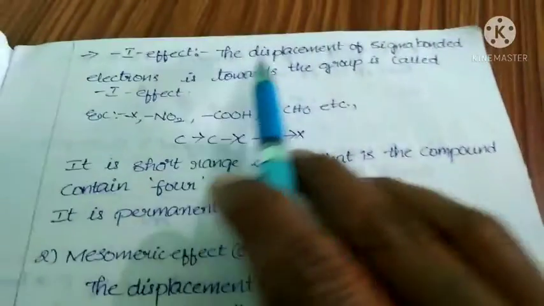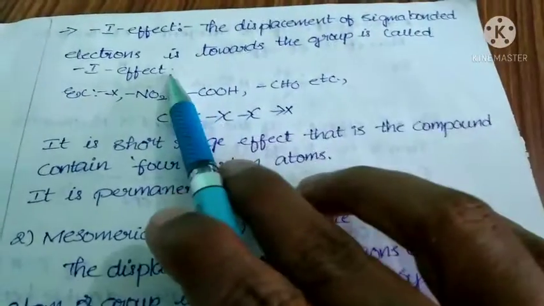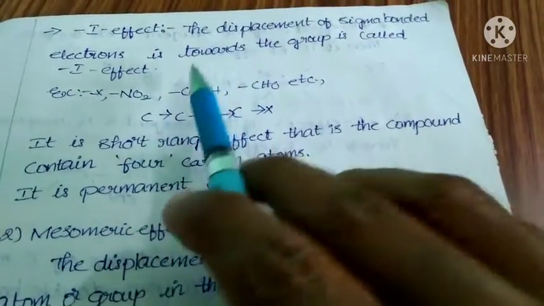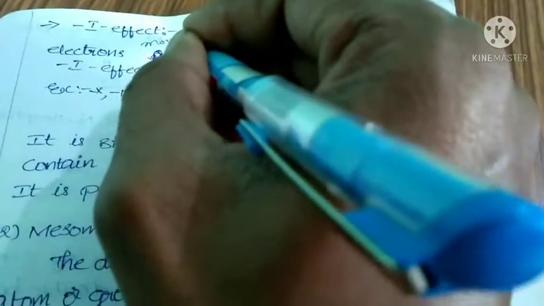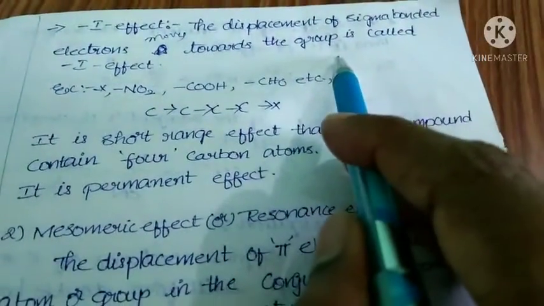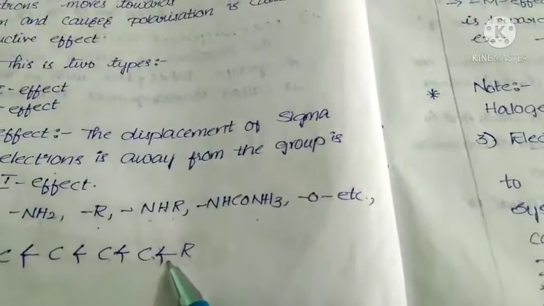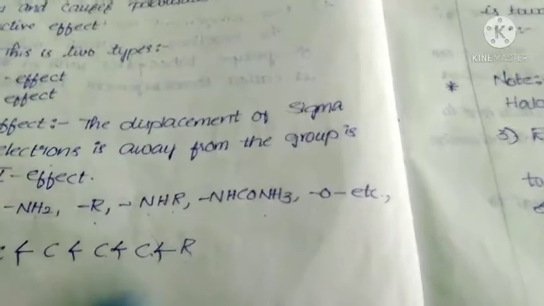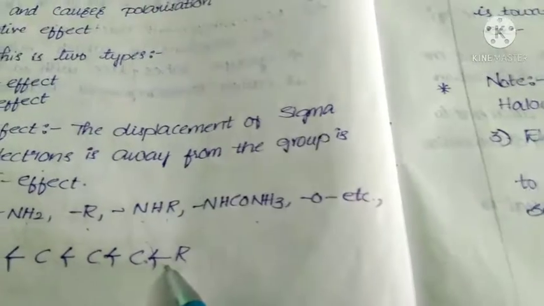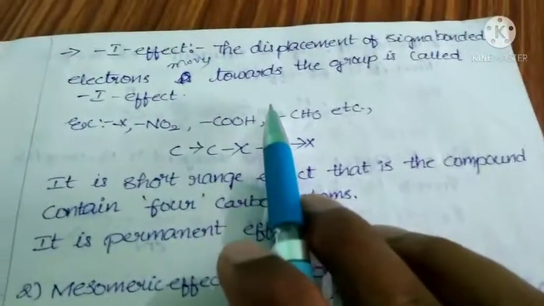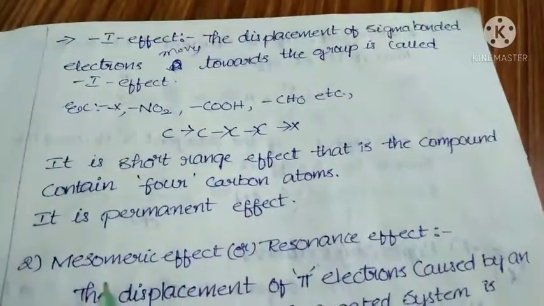Next, minus I effect. The displacement of sigma bonded electrons moves towards the group. In the plus I case, electrons move away from the group. Here electrons are not moving away from the group; here electrons move towards the group. That is called minus I effect.